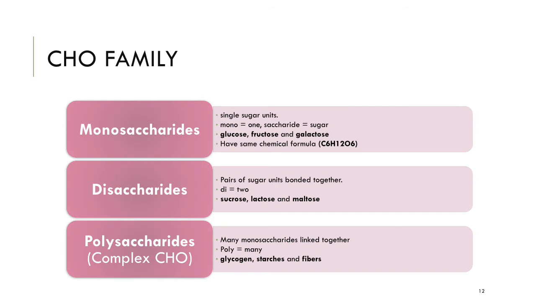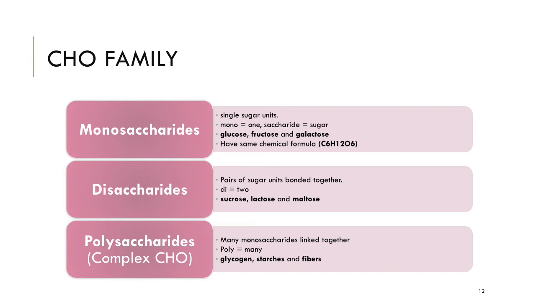So let me recap the carbohydrate family. We have the monosaccharides, which are made up of single sugar units. Mono means one, saccharide means sugar. The three commonest monosaccharides found in the diet are glucose, fructose, and galactose. Generally they have the chemical formula C6H12O6, which tells you that in a molecule of a monosaccharide, there are 6 carbon atoms, 12 hydrogen atoms, and 6 oxygen atoms.